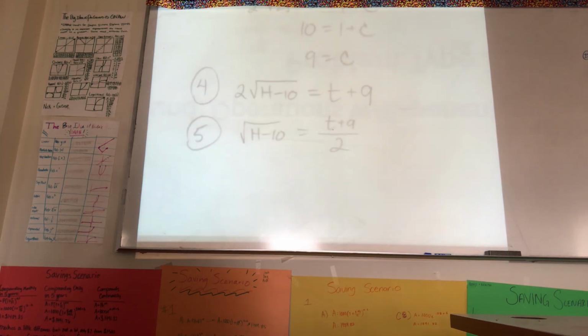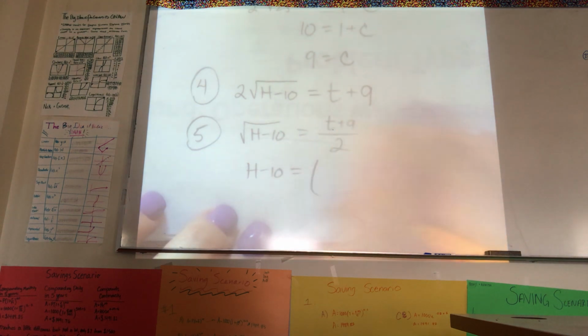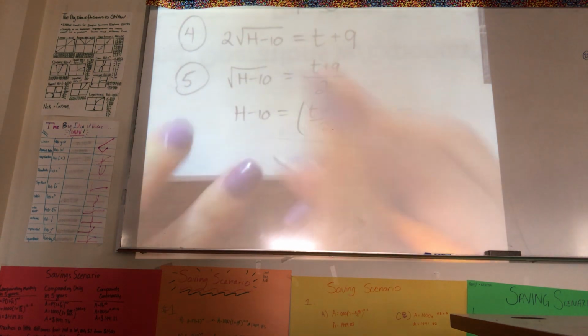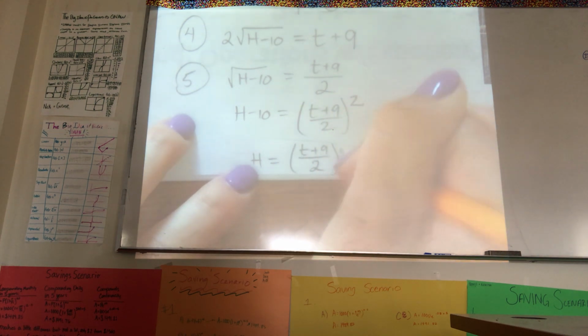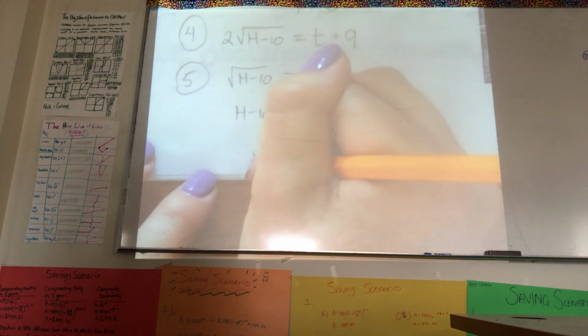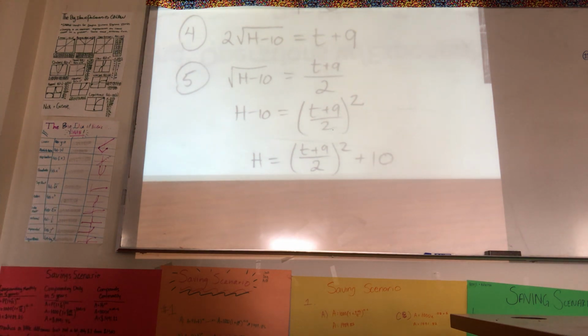Now what should I do to both sides? Square it. Get rid of the square root, square it. H minus 10. Just write the whole thing in parentheses squared. And then add 10 to both sides, right? Done. That's kind of fun. I like steppy math.